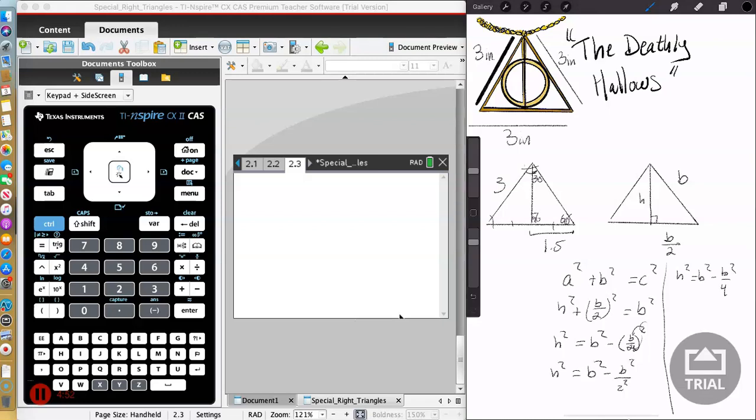So essentially we have this is 4/4 or a whole one, and this is 1/4. We have 4/4 or b squared, that would be the same thing. We're going to go ahead and draw that in here. Let's just go ahead and draw that equals 4b squared over 4 minus 1b squared over 4, because that's what that is. And that gives us h squared equals 3/4 b squared.